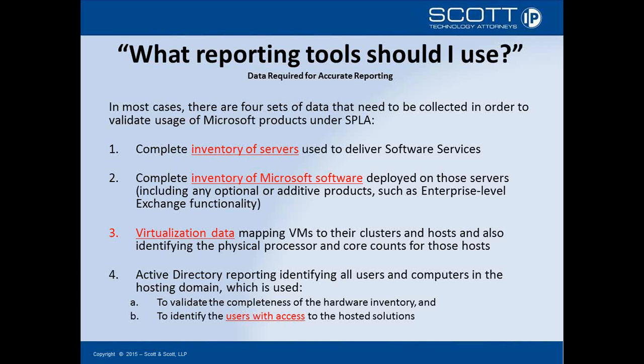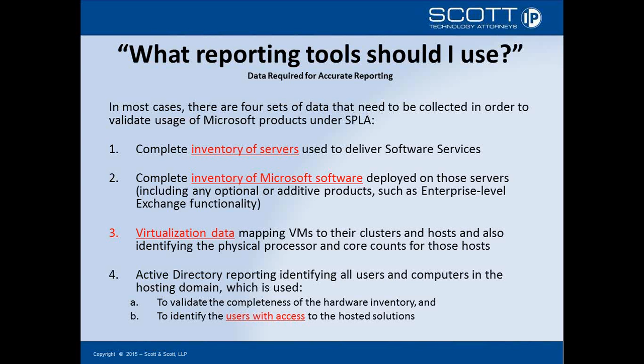The next set of data would be an inventory of the Microsoft software products that are deployed on those servers above and beyond Windows servers, so SQL Server, Exchange, Office, if that's something that's part of your product set. You also would need to be able to capture information about optional functionality that might be enabled on those servers. So for example, SharePoint or Exchange have enterprise-level functionality that require additive licenses above and beyond the standard access licenses. You need to know if those functionalities have been enabled.